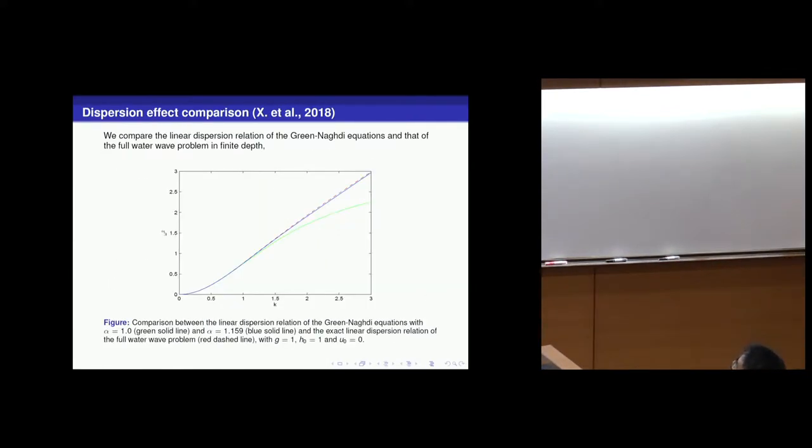You can see the analysis here. For this one, I think the red dashed line is the exact water wave equations, and the blue solid line is our model with the alpha, which, I think it's here, is 1.158. We find the optimal value for the alpha, which gives the combination between the linear part and high order part. And for the typical or the classical Green-Naghdi model, we can see that as the k, the wave number, increases, the discrepancy between the exact model and the approximate model becomes larger and larger. Okay?